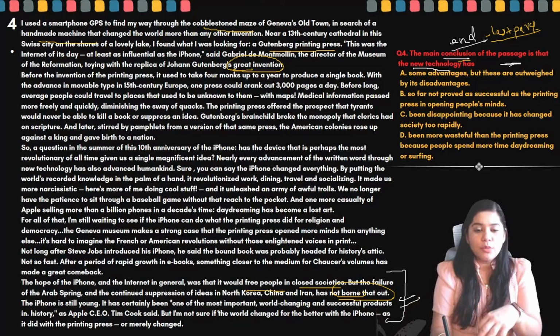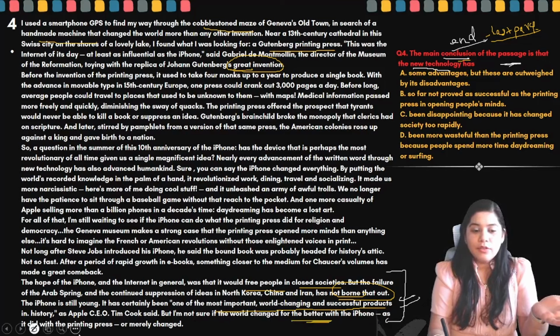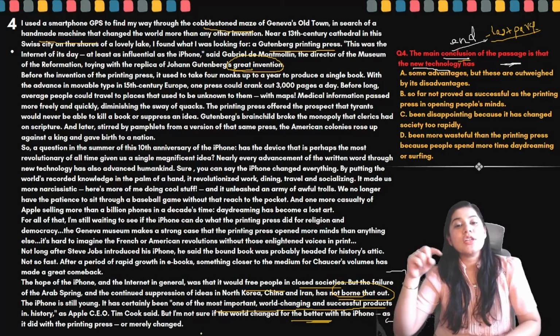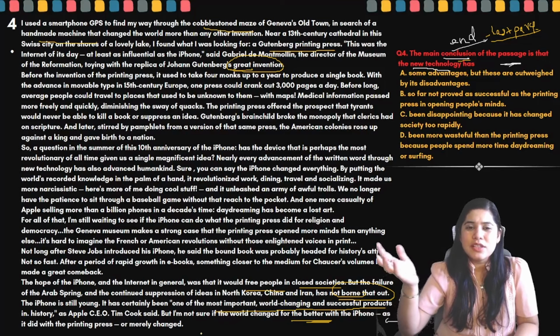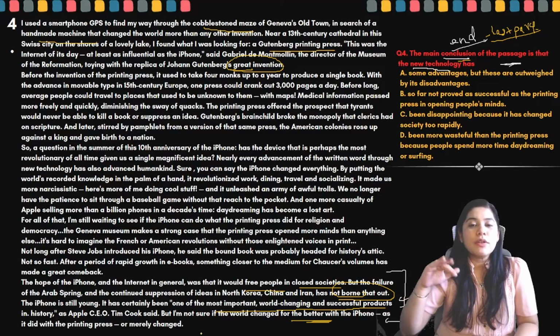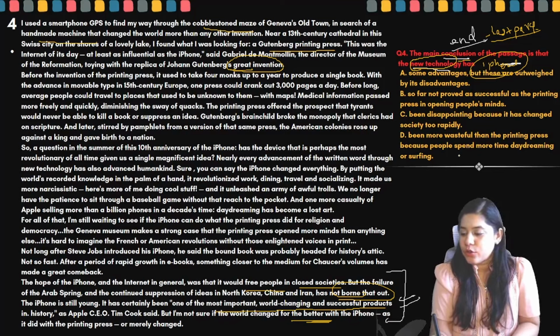It has certainly been one of the most important world-changing successes. It has been a good, successful product, but as the CEO himself says, I'm not sure if the world changed for the better with the iPhone as it did with the printing press. Right? So the printing press definitely changed the world for the better, but the iPhone is maybe just making us feel busier, making a few things easier like Google Maps and all. Still, comparatively, the printing press did better things for society compared to the iPhone, is what we are trying to say. So what is the main conclusion about the new technology? New technology as in the iPhone, that the iPhone has not really done much compared to the printing press. That's what we are trying to say, right?